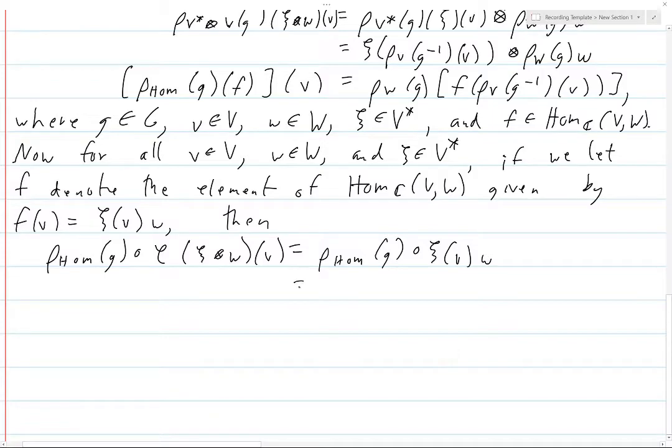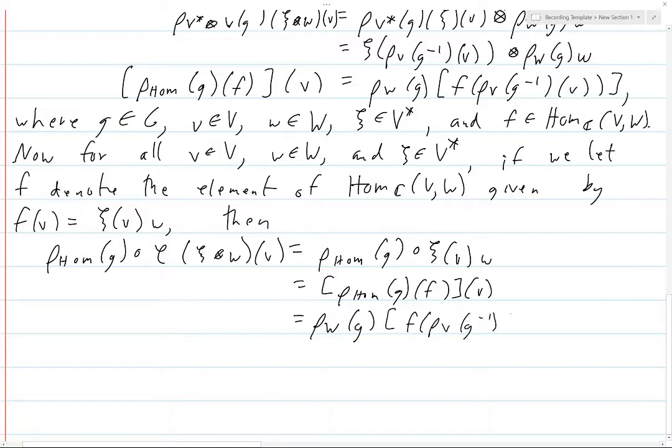So then this is just rho hom of G of F of V. We defined F like this so that it would be more transparent how we go from this step to the next one. So then what is this? Well, this by definition is rho W of G applied to F of rho V of G inverse V.